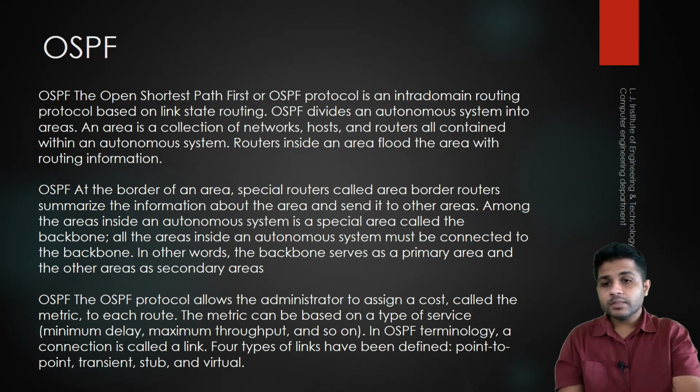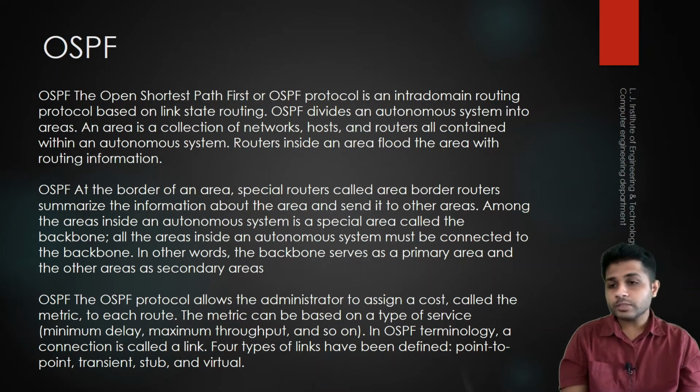Now let's see the second type, which is OSPF, Open Shortest Path First. It is again an intra-domain routing protocol. We know that intra-domain means within an autonomous system. OSPF divides the autonomous system into different areas. So what is an area? An area is actually a collection of networks, hosts, routers, and all these things within the autonomous system.